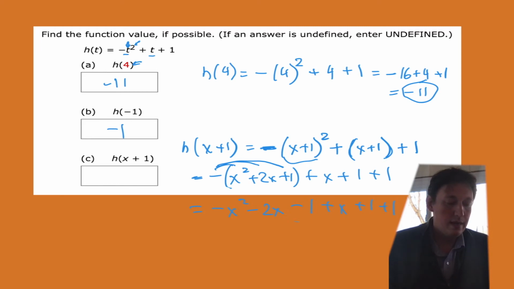And now I can go ahead and combine like terms. Notice x squared doesn't have anything to combine with, so I'm just going to leave it as negative x squared. Negative 2x plus positive x will combine to make negative x. Then negative 1 plus 1 is 0, plus another 1, that's plus 1. And that is my final answer.